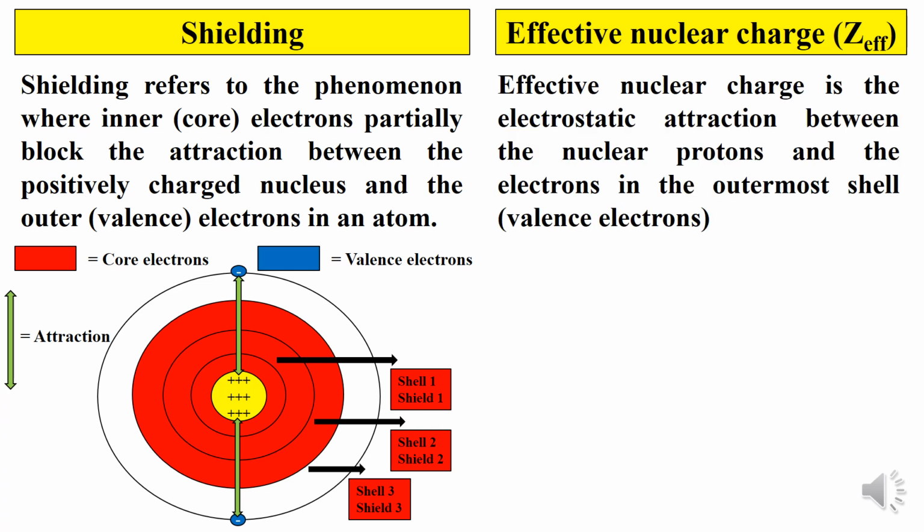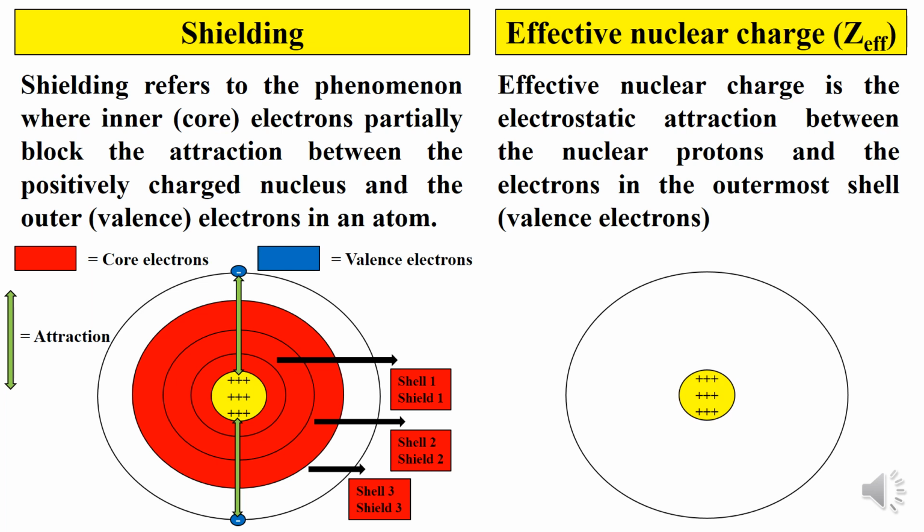What is effective nuclear charge? Effective nuclear charge is the electrostatic attraction between the nuclear protons and the electrons present in the outermost shell. That is, I'm referring to the valence electrons. In this atom, we find the positively charged protons present in the nucleus and 2 valence electrons present in the outermost shell of the atom.